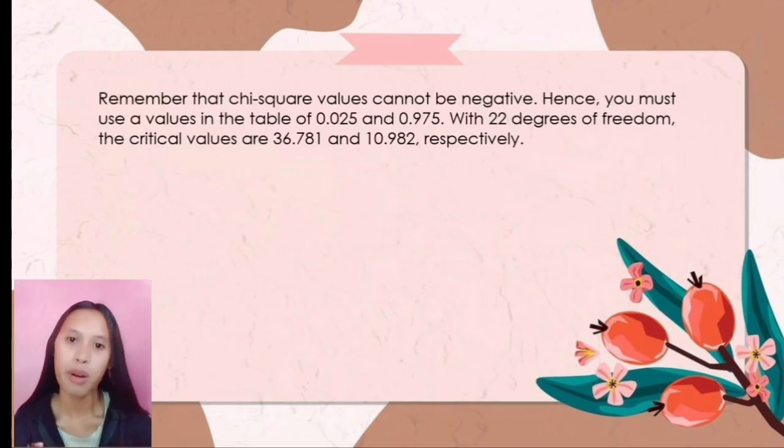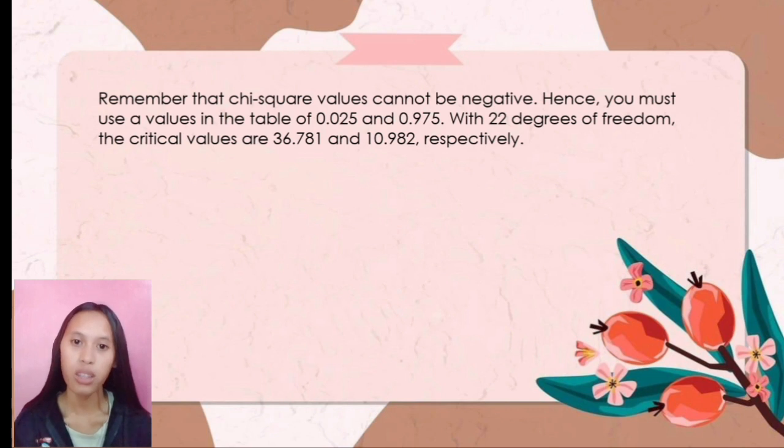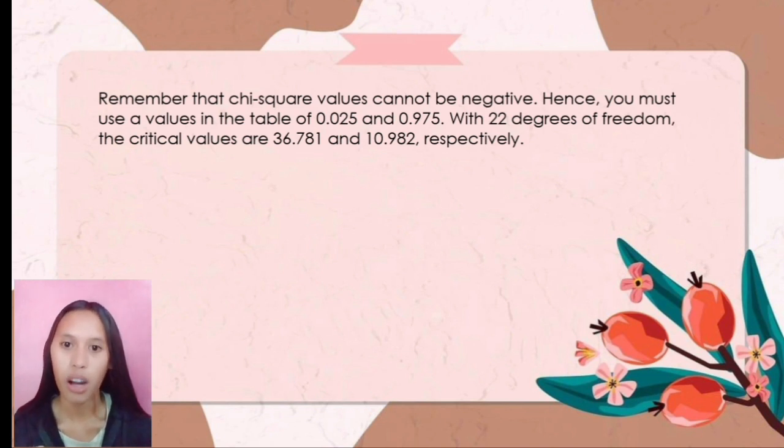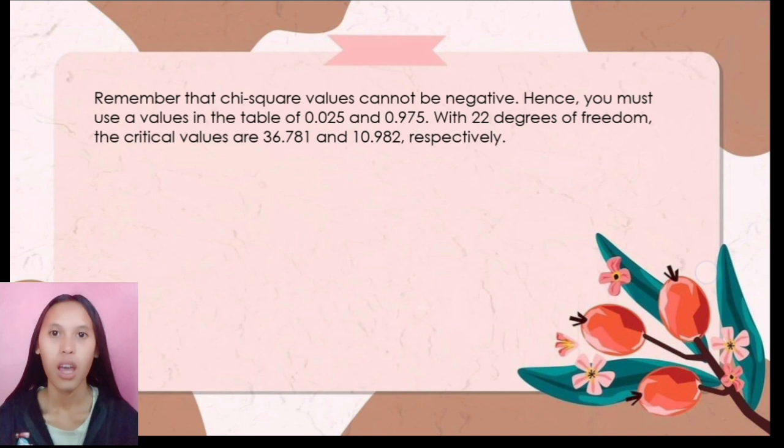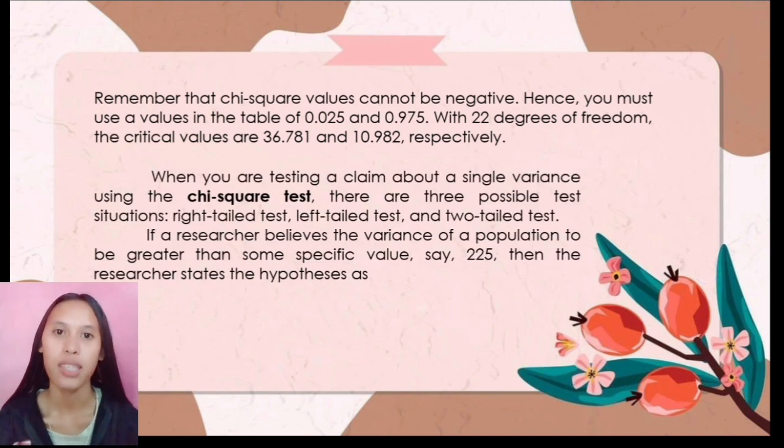So let us remember that chi-square values cannot be negative. Hence, you must use alpha values in the table of 0.025 and 0.975. With degrees of freedom, the critical values are 36.781 and 10.982 respectively.